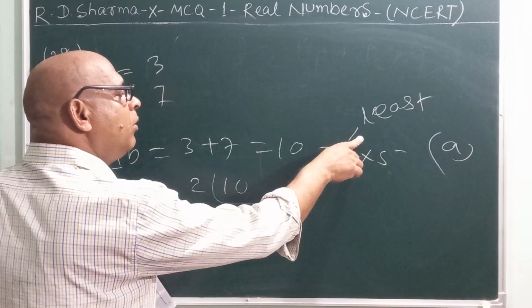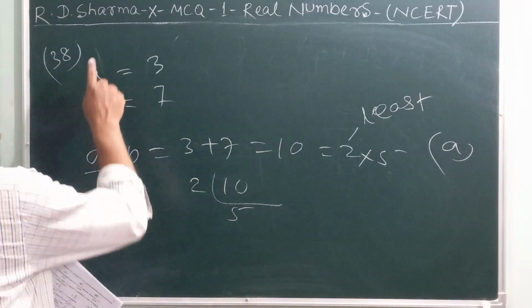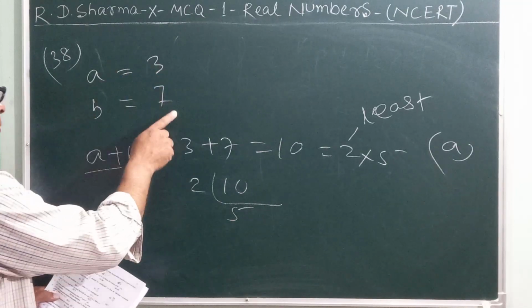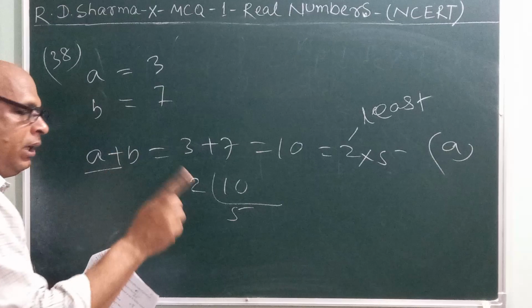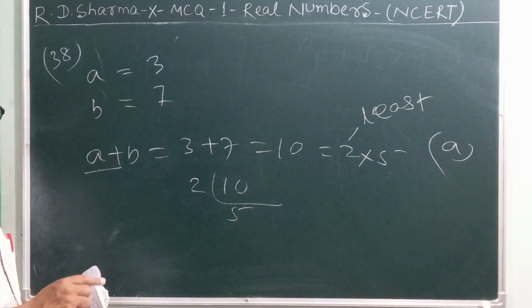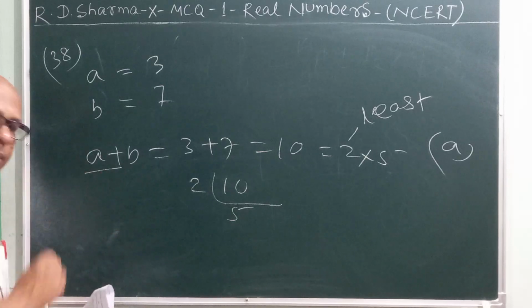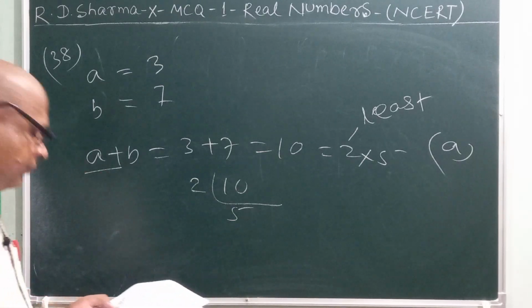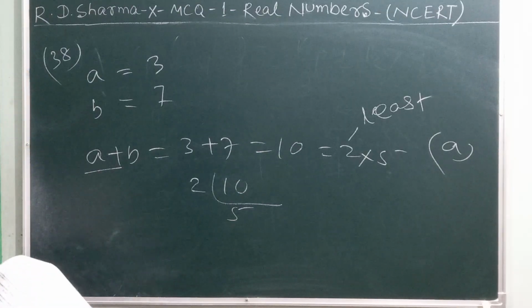The least prime factor is 2. The question is: which is the least prime factor of A plus B? A equals 3, B equals 7, A plus B equals 10. The answer is 2. Option A is the right answer. Next, 39.